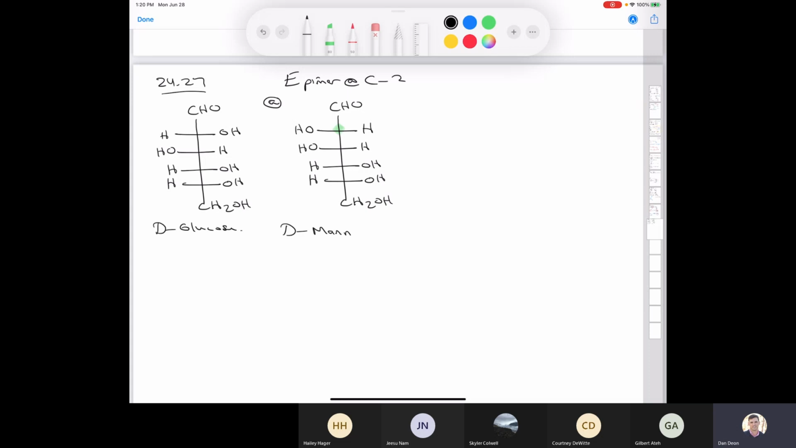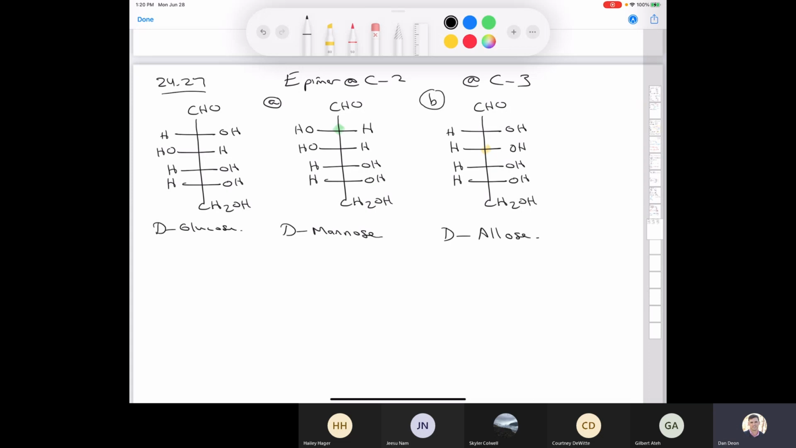So D-mannose. In B, it asks us to draw the C3 epimer. So at C3, we do the same thing. So we'll just paste the molecule in. C3 is this carbon. So all we have to do is erase this. And this is a molecule that we saw already today, isn't it? Right, this is D-allose, where everything is on the right-hand side. So there you go. Just epimer, and again, an epimer is just a diastereomer in which the configuration is switched at one carbon, just one carbon.